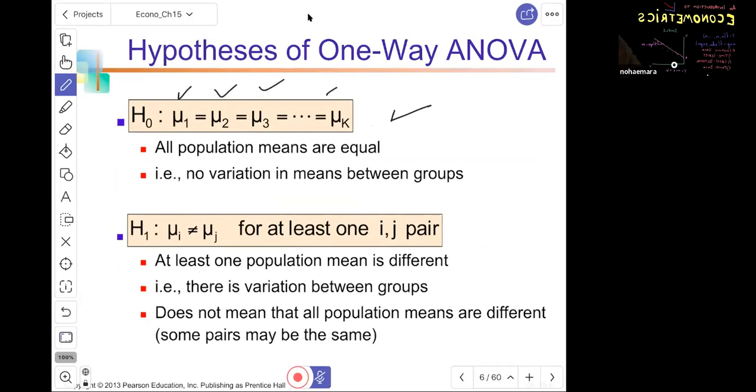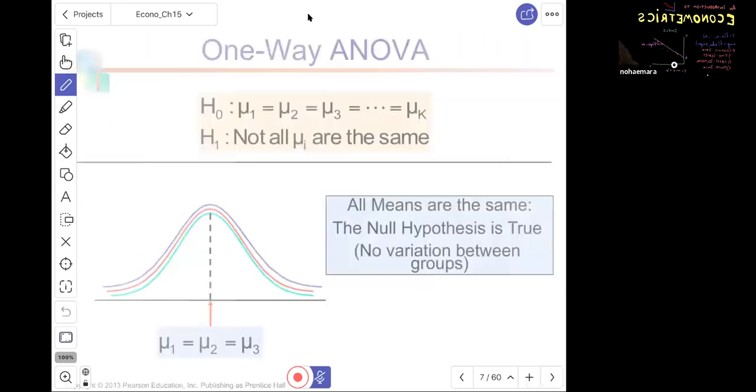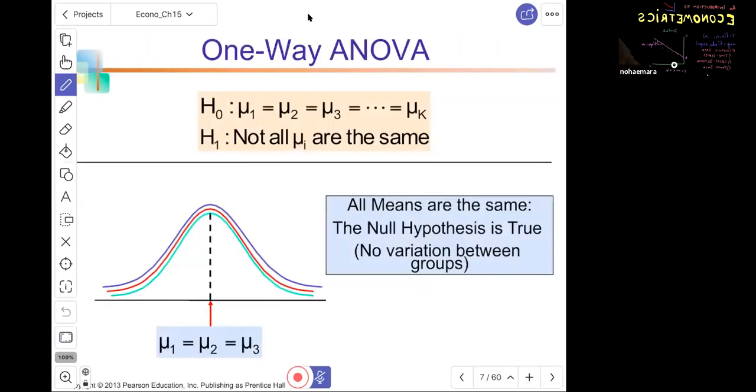So these are the population means, and I'm saying that I assume the mean of this group of students, freshmen, is equal to the mean of sophomore, is equal to the mean of junior. Here, they are not equal. There is a statistically significant variation between the groups.